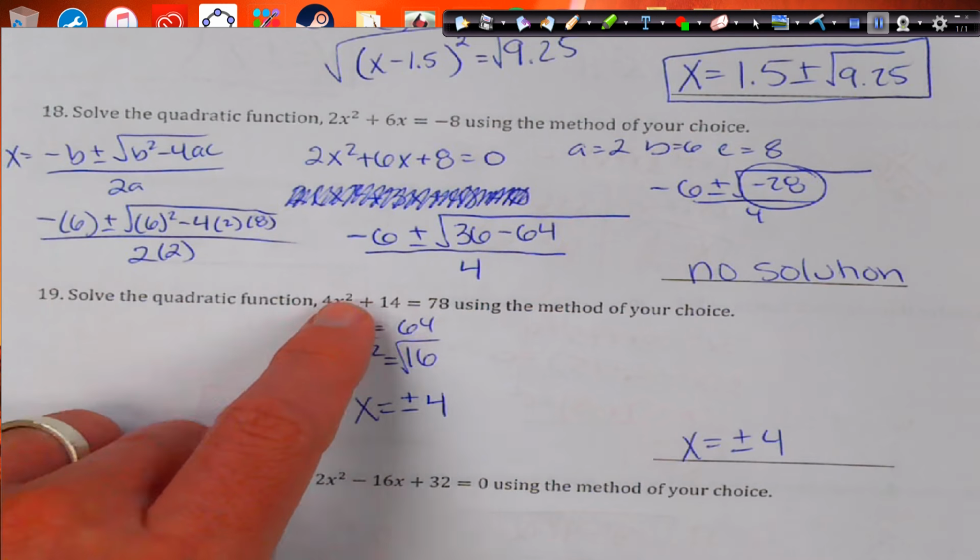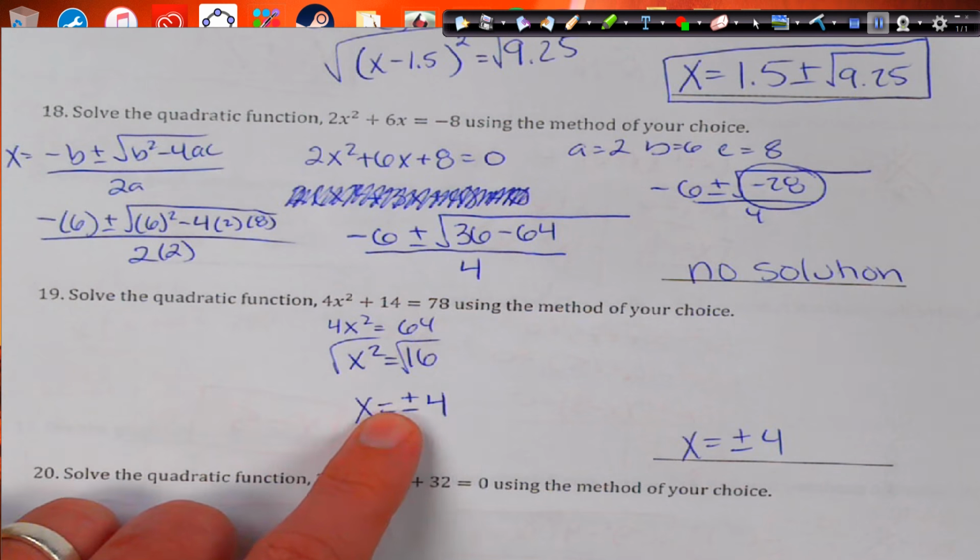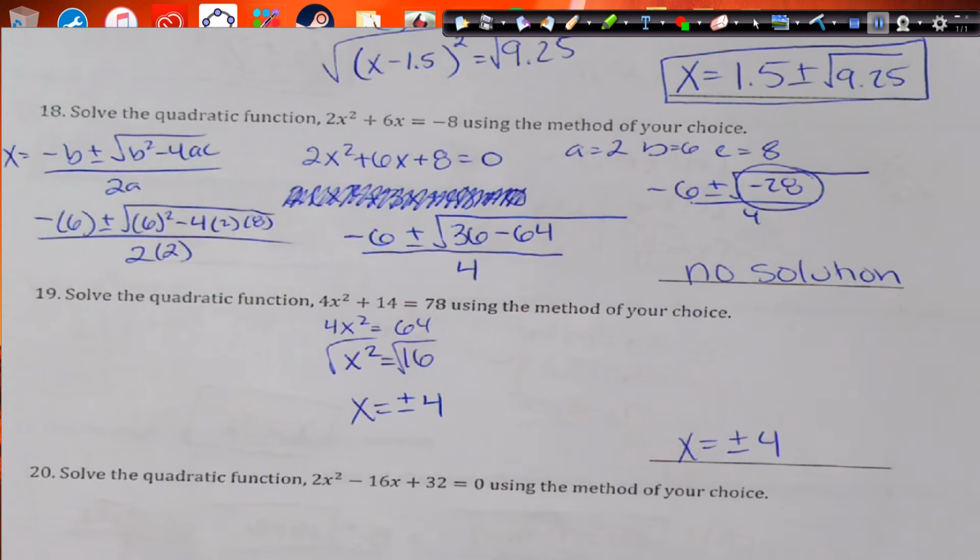Number 19, I solved by square roots. Since I only had an x squared, I moved the 14 over. I divided by 4, and then I took the square root, reminding myself to do plus or minus.